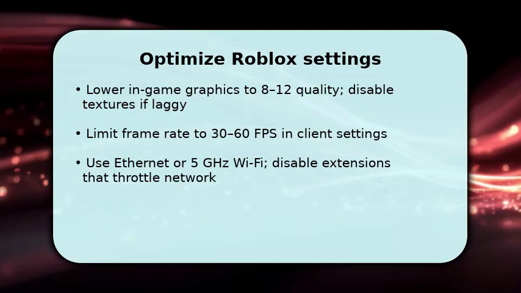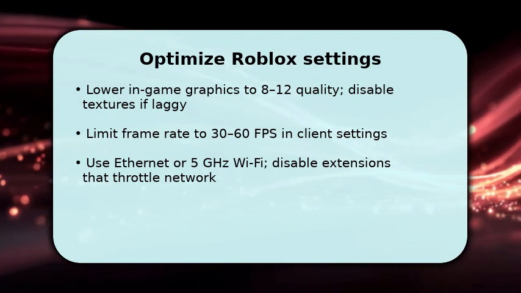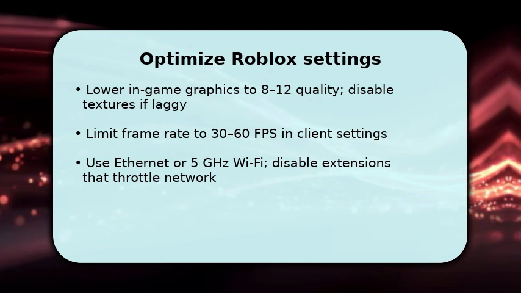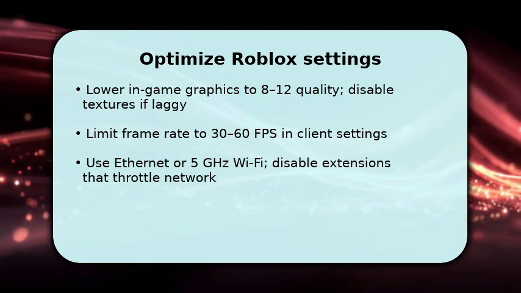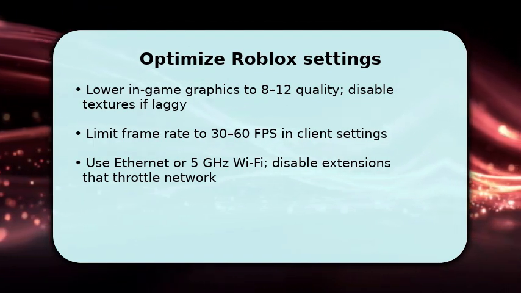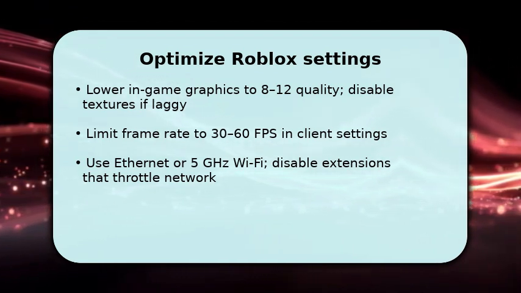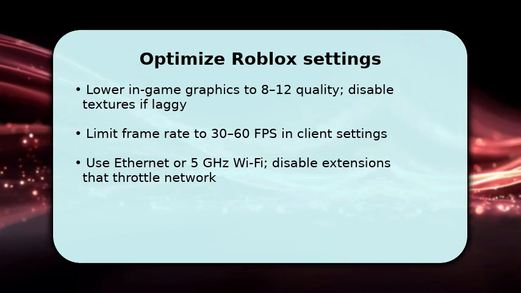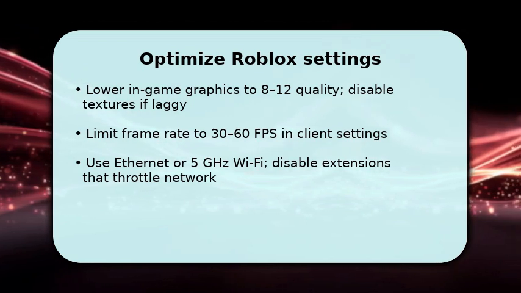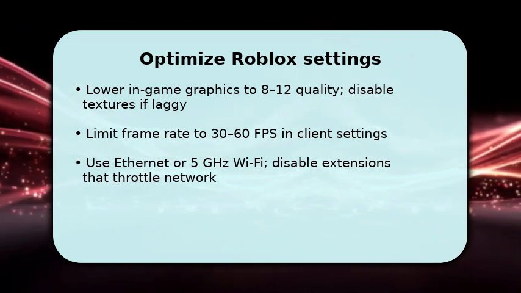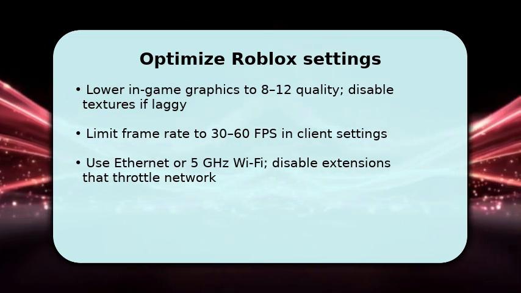Now you optimize Roblox itself and the network. Inside Roblox, drop rendering quality to around 8 to 12 and turn off shadows or high-res textures to cut GPU load. This directly reduces frame drops. Then cap frame rate to 30 or 60 to stabilize performance and avoid overheating. Next, prioritize a wired connection or 5 GHz Wi-Fi for lower latency, and disable Chrome extensions that interfere with bandwidth. These adjustments balance visuals versus performance so gameplay stays smooth without stressing your Chromebook.